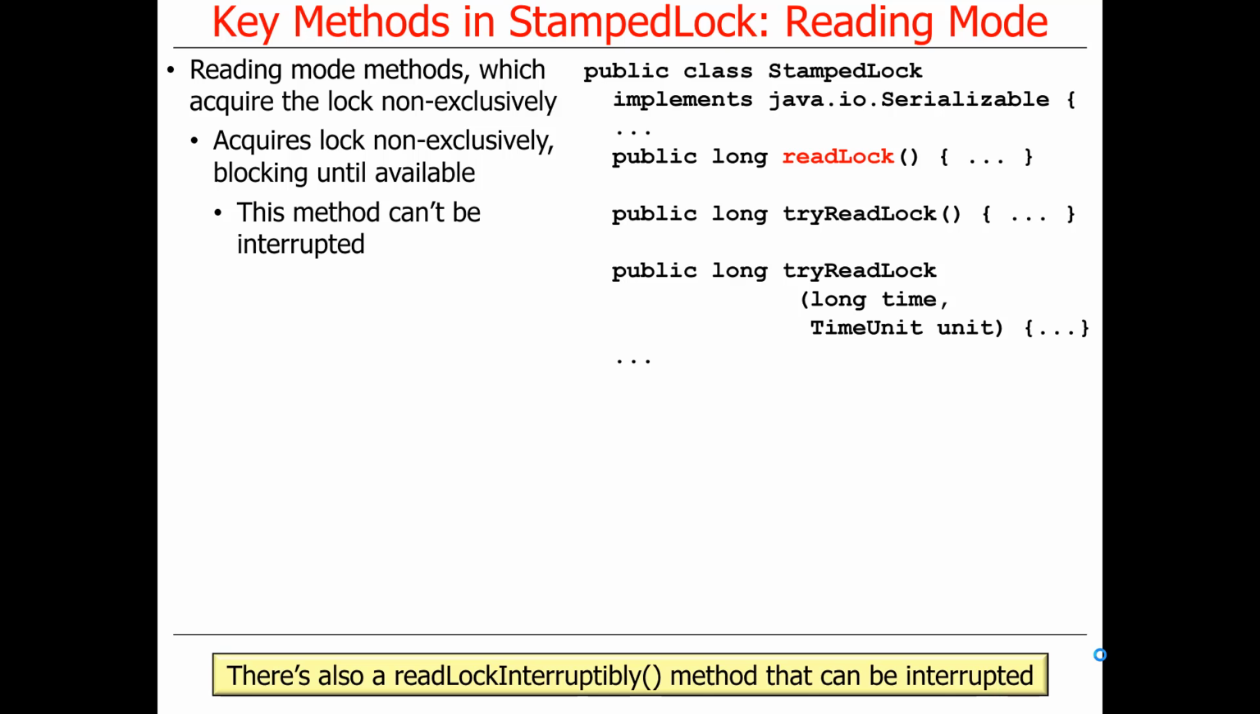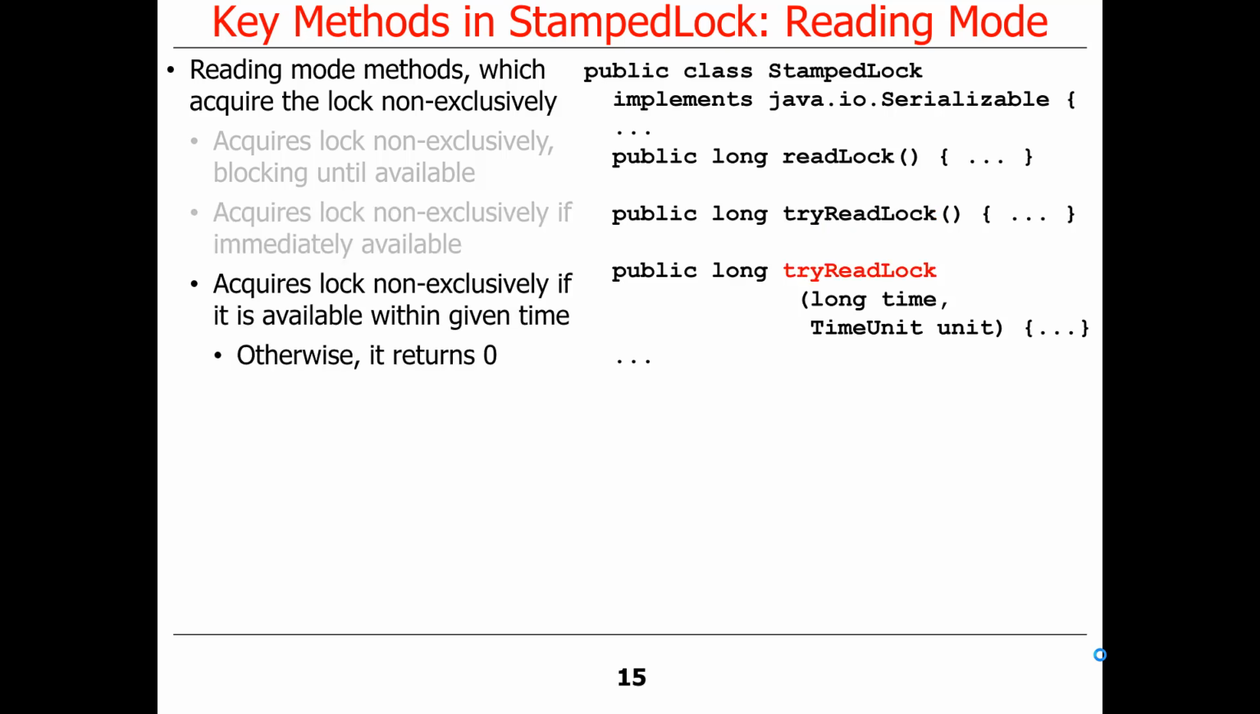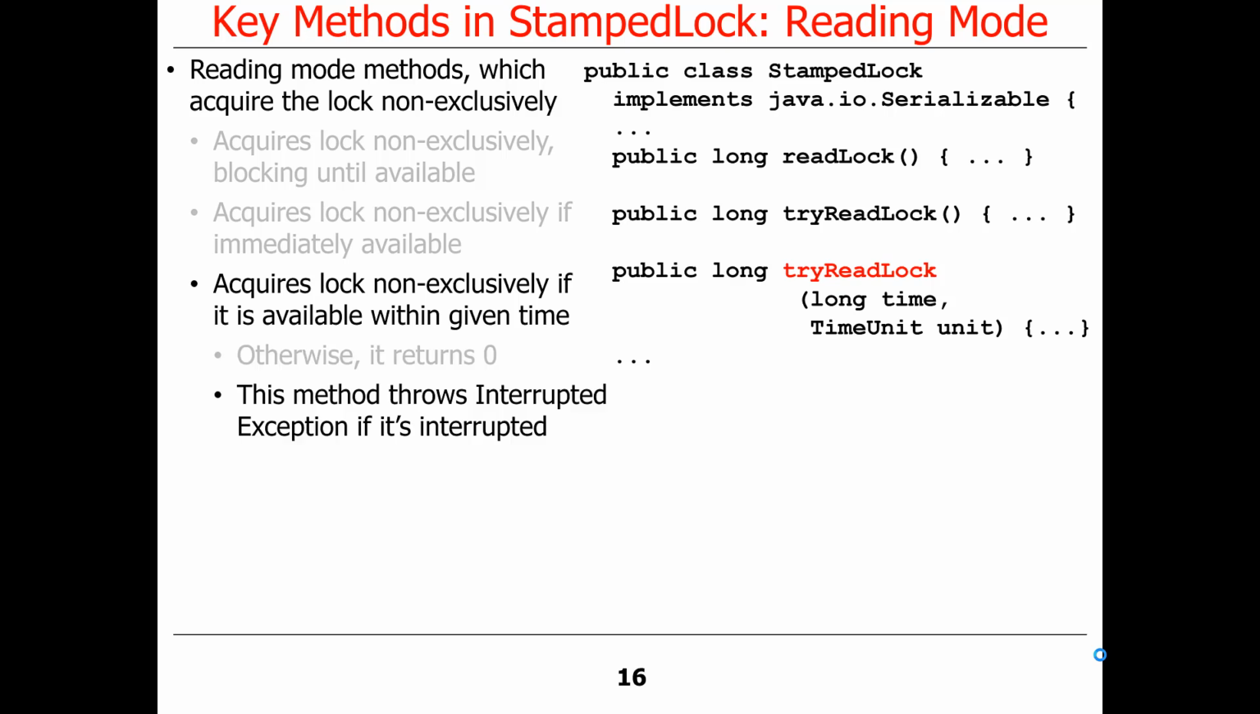Not surprisingly, there's also a readLockInterruptibly method that can be interrupted. The tryReadLock method acquires a lock non-exclusively if it's immediately available. Otherwise, it returns 0. There's also a timed tryReadLock method that acquires a lock non-exclusively if it's available within the given time period. Otherwise, it returns 0 if it times out. This method throws InterruptedException if it's interrupted.